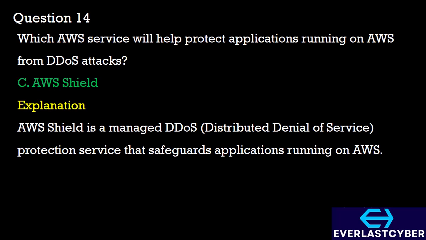So it provides automatic protection against DDoS attacks, and it usually comes in two tiers. There's AWS Shield Standard, which is automatically included at no extra cost, and then there's AWS Shield Advanced. It offers additional features like enhanced DDoS attack detection and mitigation.